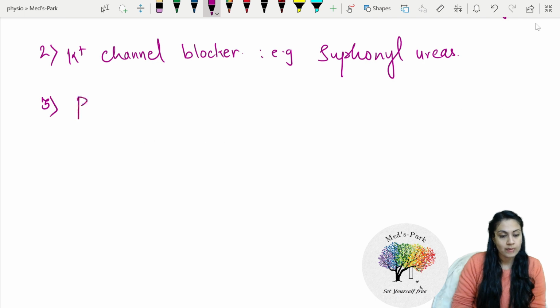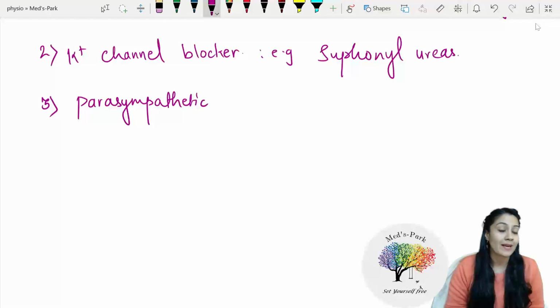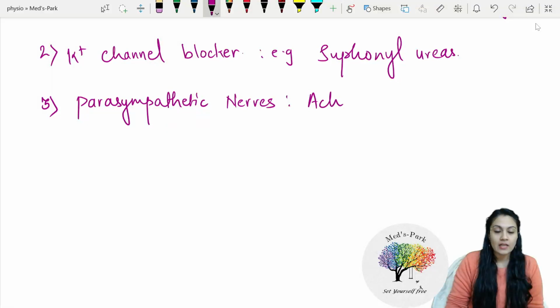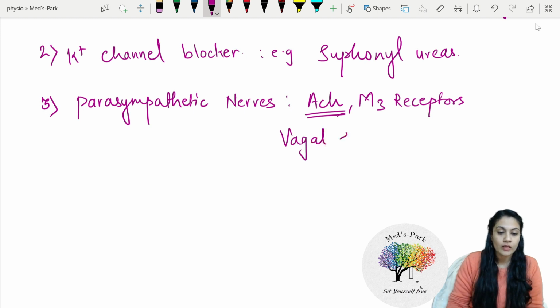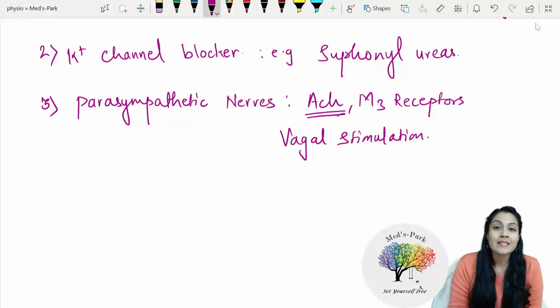The third one is the parasympathetic system. Now the parasympathetic nerves release acetylcholine over here. Let's write parasympathetic nerves. They release acetylcholine and they act on which receptor? They act on the M3 receptor. What are they going to do? Which nerve am I talking about? Basically we are talking about vagal stimulation. When the parasympathetic nerve gets stimulated, it will increase the secretion.